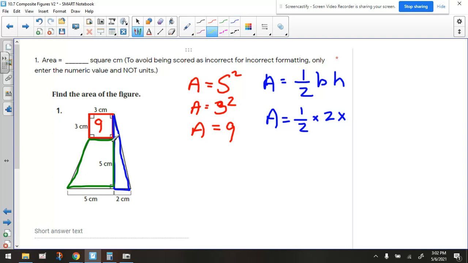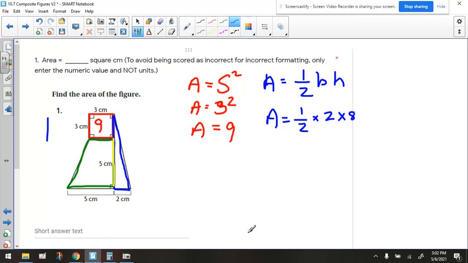Here's what we know. We know that this line right here is 5. We know that this line right here is 3. So if that line is 3, then that means on the opposite side would be 3. So we have to add the 3 and the 5 to get the length of this entire line. 3 plus 5 would give us 8. Let's put that in for the height.